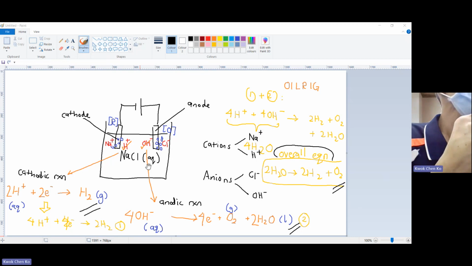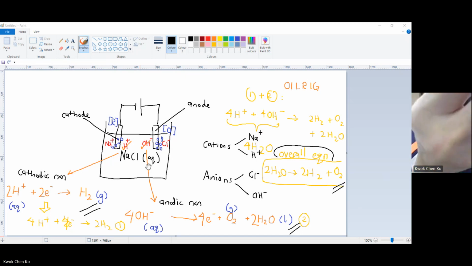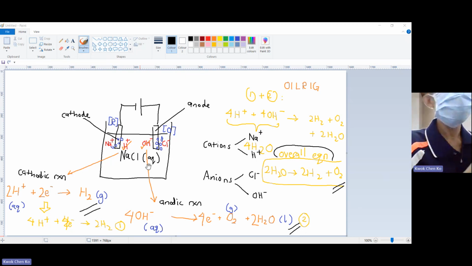What does the word molten mean? It's liquid. But that also means it's melted. How do you get a liquid sodium chloride? Because you melt it. Then the temperature must be high. About 800 degrees Celsius? Or is it 1000? I can't remember the exact number. It's pretty high.